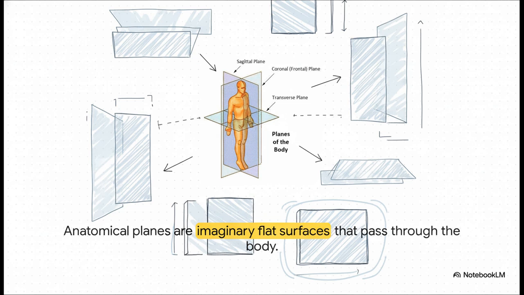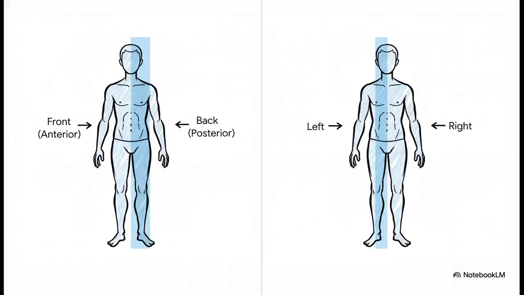Okay, so now that we have our reference point set, we can start to slice into the body to see what's inside. We do this virtually, of course, using 3 imaginary flat surfaces we call anatomical planes. I want you to think of them kind of like panes of glass that let us see the body from different angles. So first, we've got the vertical cuts. The coronal plane, also called the frontal plane, divides the body into front and back halves. Then you have the sagittal plane, which slices it vertically into left and right sides.